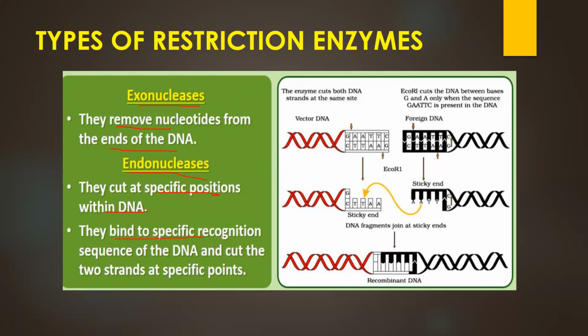They bind to the specific recognition sequence, as you can see over here. This is EcoRI. It will bind to this recognition sequence GAATTC at GA, and from here also it will bind at GA, and then it will cut at a specific point. It cuts the two strands at a specific point.